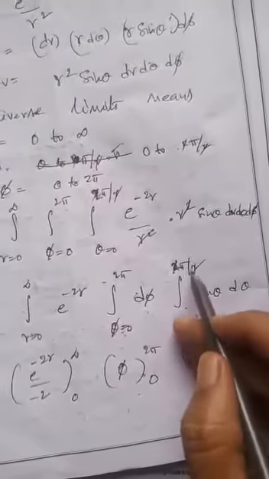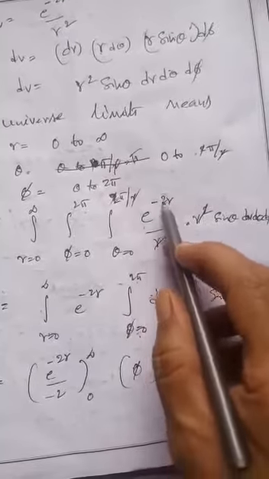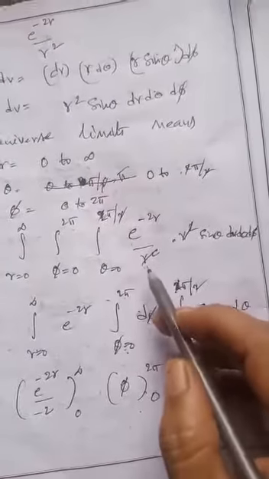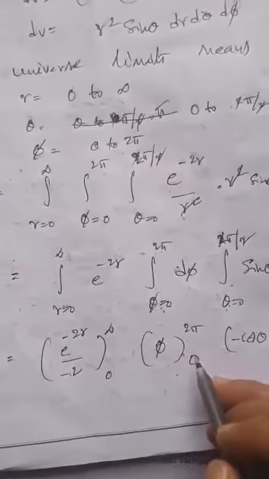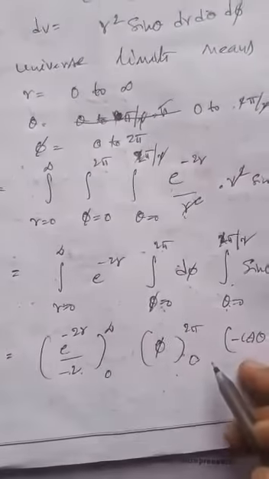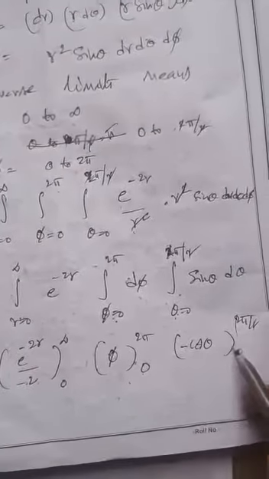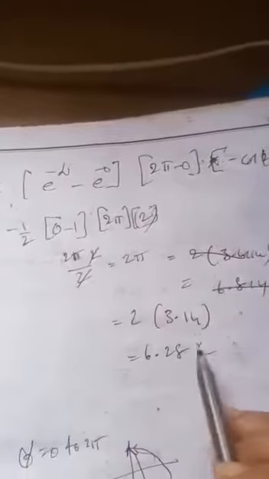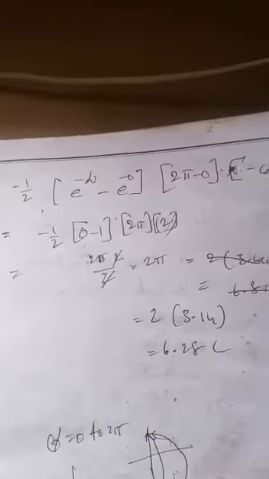And it is separable. That means the integrand is e power minus 2r by r square times r square sin theta dr d theta d phi, where r square gets cancelled, and we separate them. That means the integral of e power minus 2r from 0 to infinity, the integral of sin theta, which gives minus cos theta from 0 to pi, and phi from 0 to 2 pi. So finally, this is how the mathematical calculation goes, and finally this value is 6.28 coulombs. This is how we can finish the problem.